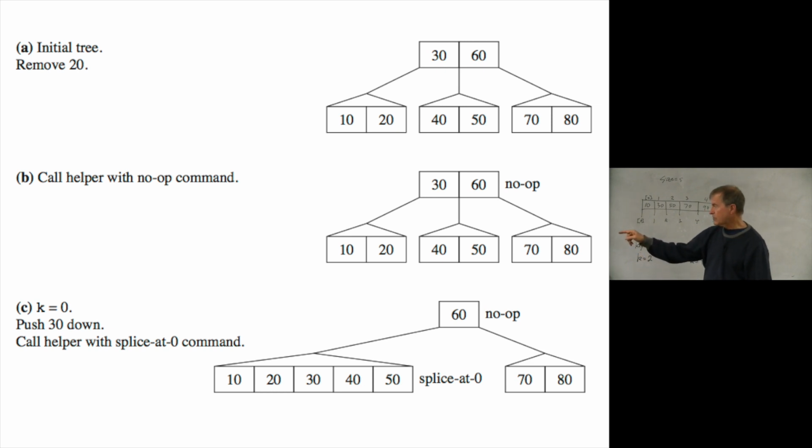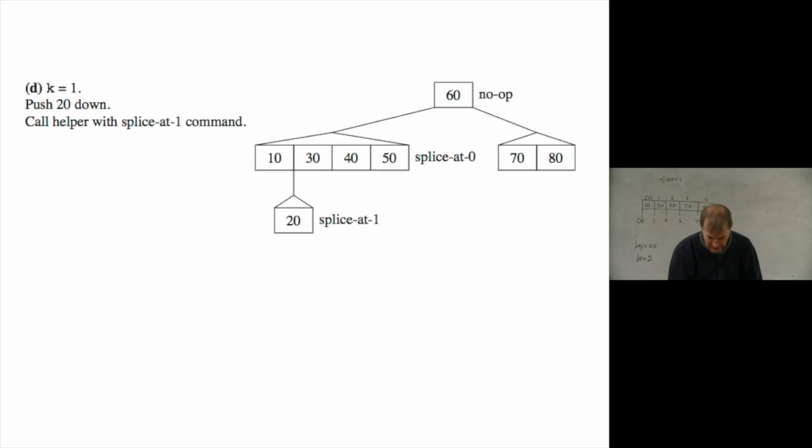It's going to push down the 20, because k is 1. It's going to push down the 20, right? So here. And so what happens is, in part D of the figure, we push 20 down, right? And it's splice at 1. What gets passed along is the function splice at 1.